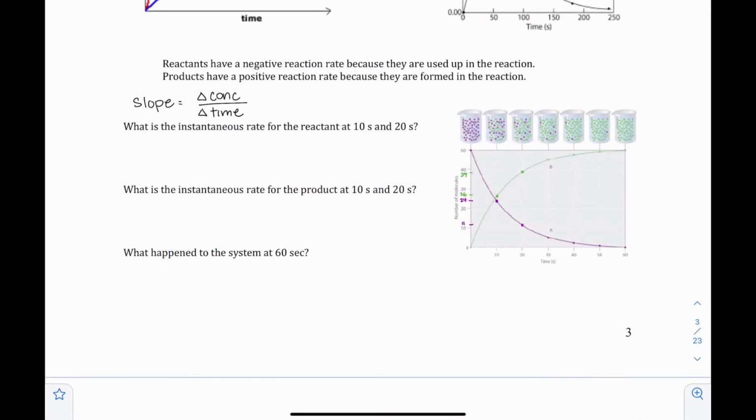In the example below, we have a graph of a reactant being used up in purple and a product being formed in green. The first question asks for the rate of the reactant between 10 and 20 seconds of the reaction. So we're going to calculate the slope of the reactant during that time. Slope is rise over run, or in this case, the change in concentration or amount of a reactant over the change in time.